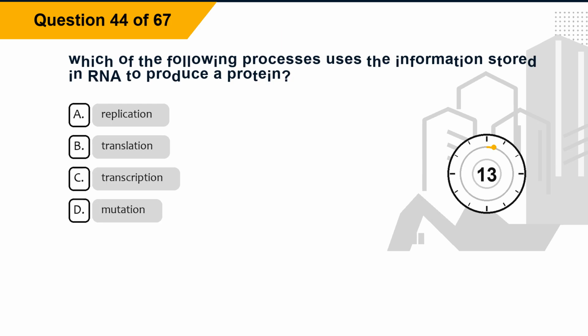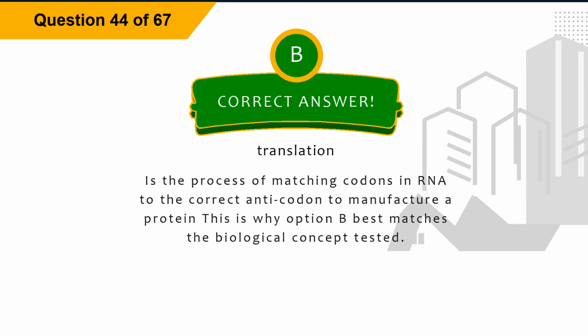Question 44. Which of the following processes uses the information stored in RNA to produce a protein? Option A, replication. Option B, translation. Option C, transcription. Option D, mutation. The correct answer is option B, translation. Explanation: translation is the process of matching codons in RNA to the correct anticodon to manufacture a protein. This is why option B best matches the biological concept tested.